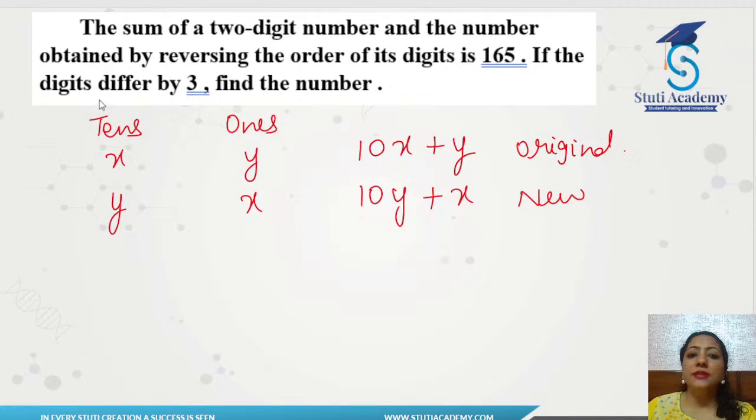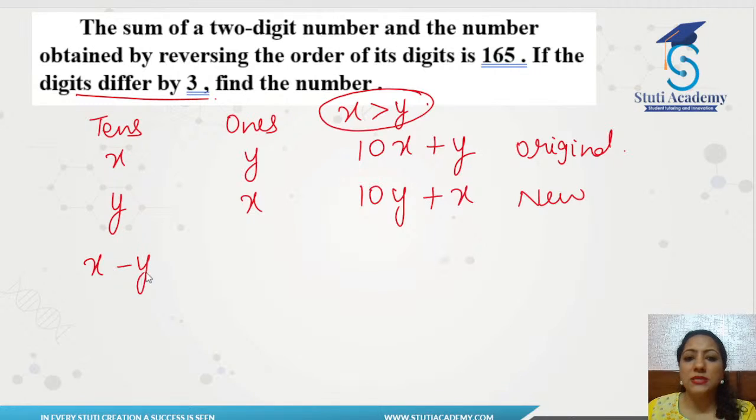Now, it's given to us that the digits differ by 3, but we don't know whether the tens place is bigger or the ones place is bigger. So let us assume that the tens place is bigger than the ones place. So in this case, we will take x minus y is equal to 3. It's given to us that the digits differ by 3.